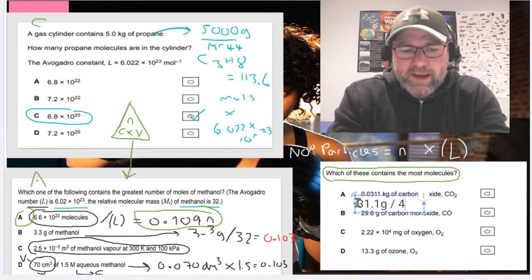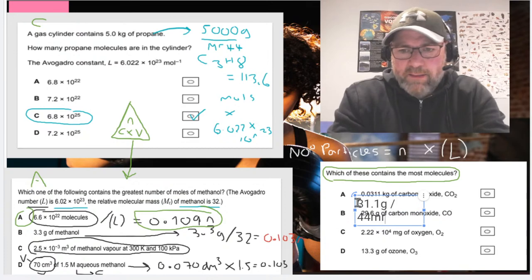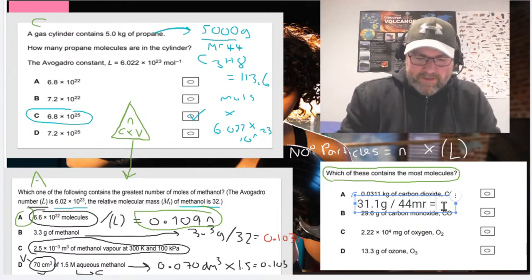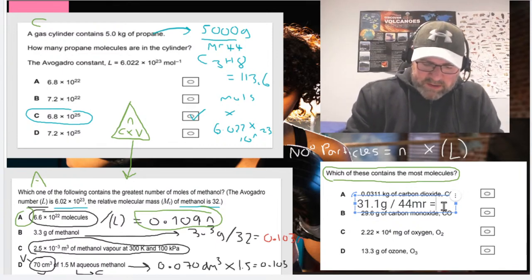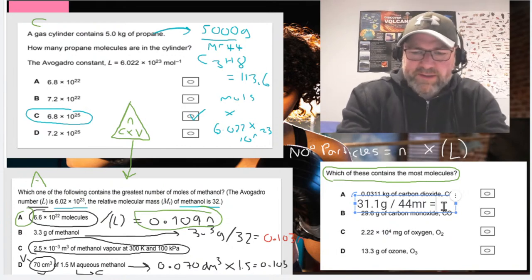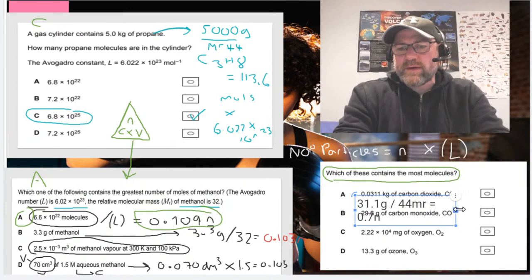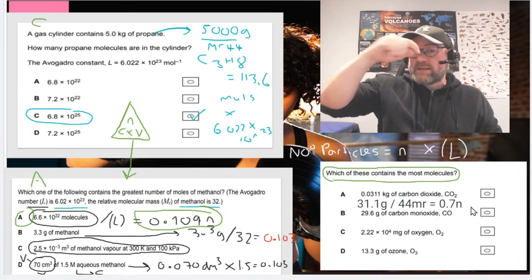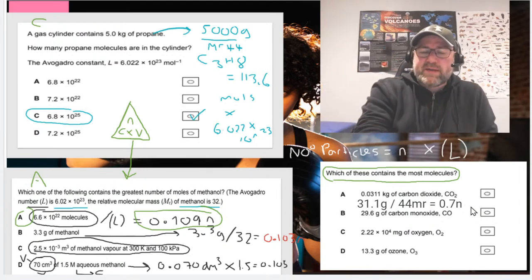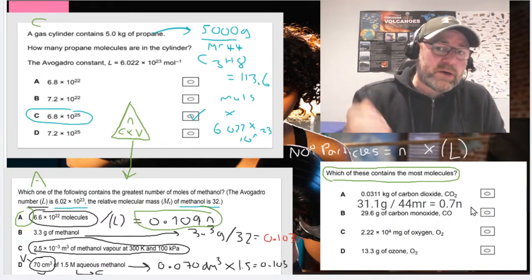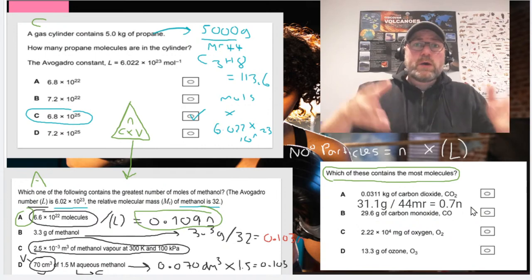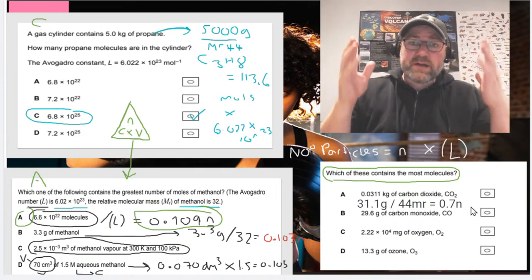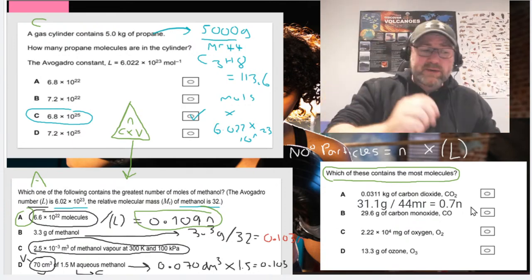So that's the mass, and I want to find moles. So I'm going to divide that by the MR of carbon dioxide, which is 44. This gives me the moles, 0.7 moles. In fact, there's no need for me to times moles by Avogadro's. Why not? Why don't I need to do the last step and times it to find the number of particles? Because it just asked me which one has the most molecules. So whatever one has the most moles will give the biggest result when I times it by Avogadro's. So I don't need to find out the number of particles. I just need to find out the moles. The one with the most moles has the most particles.